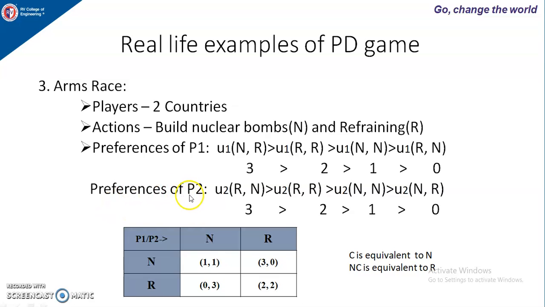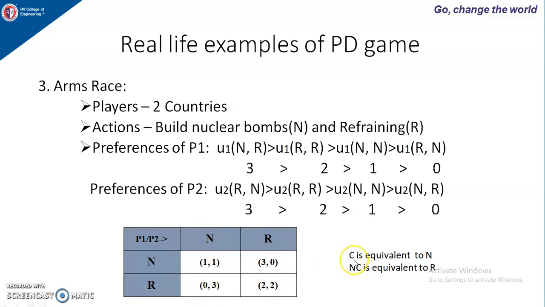The preferences of the player 2 will be the country 1 refrains and the country 2 builds the nuclear bombs, over both the countries refraining, over both the countries having the nuclear bombs, over country 1 having nuclear bombs and country 2 refraining from building nuclear bombs. So the game table will be like this. N and R are the actions of the country 1 and N and R the actions of the country 2. The payoffs will be for NN it is 1, 1, for NR it is 3, 0, for RN it is 0, 3, for RR it is 2, 2.